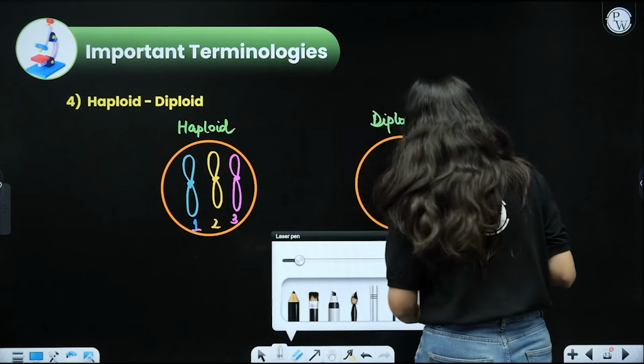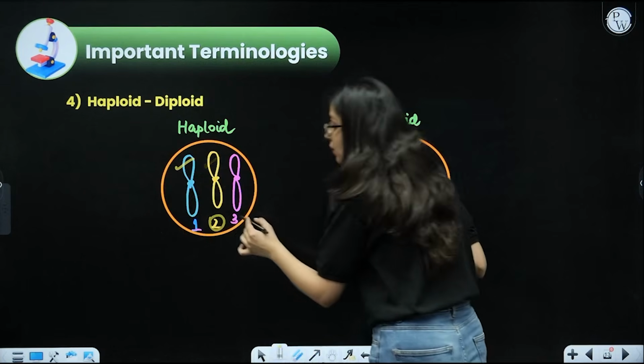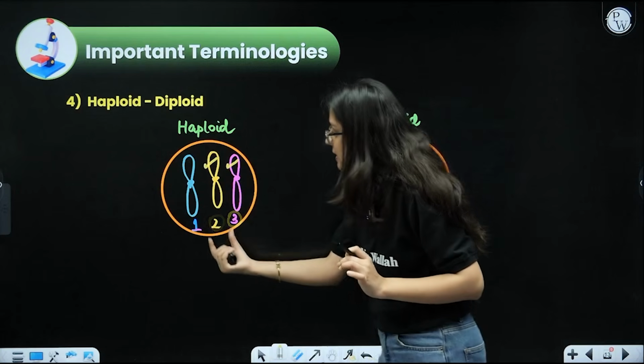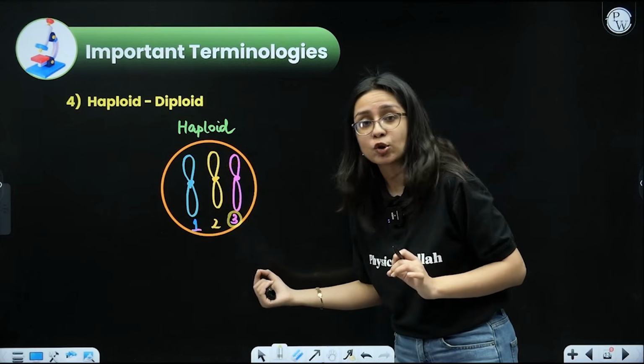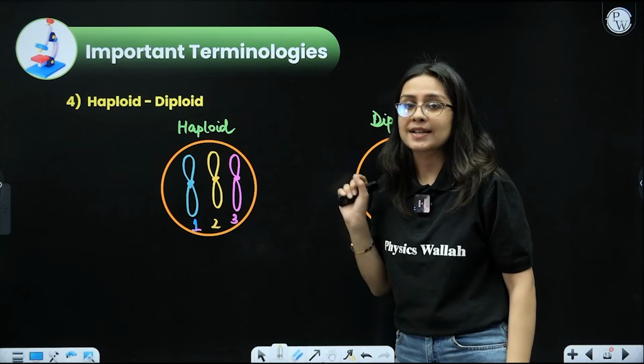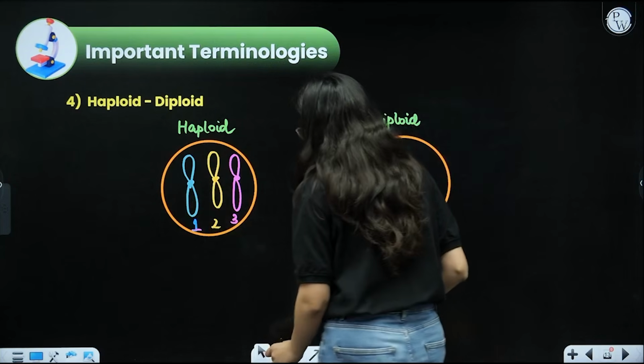It is only present in one single copy. Chromosome number 2 also in only one copy. Chromosome number 3 also has a single copy. So a particular cell which has a single copy of each chromosome is called a haploid cell. Got my point? It is called a haploid cell where every chromosome is present in a single copy.